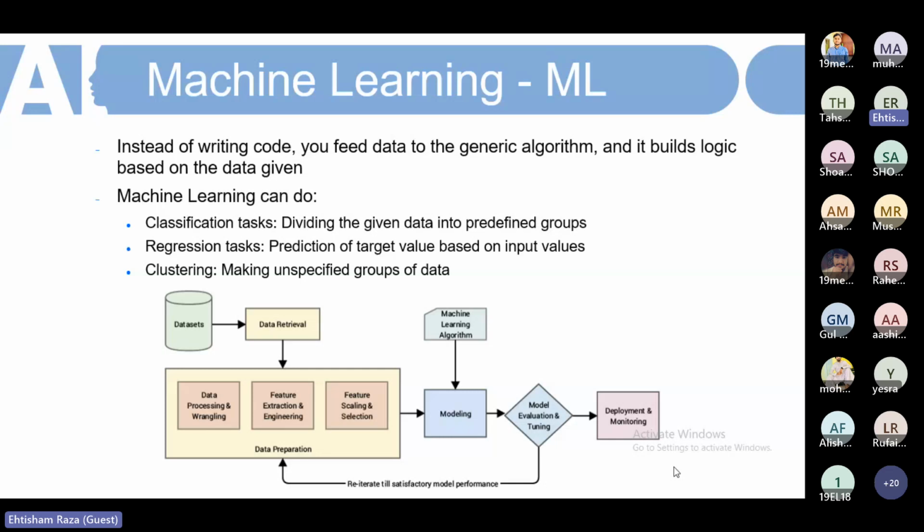Continuous value means just like a price, height, anything. Classification means it can be yes or no, true or false, fail, pass. These kinds of things are classification tasks. Clustering is basically grouping. You are going to group the students based on their attributes, based on their behavior, based on their marks. So you have to group those students.